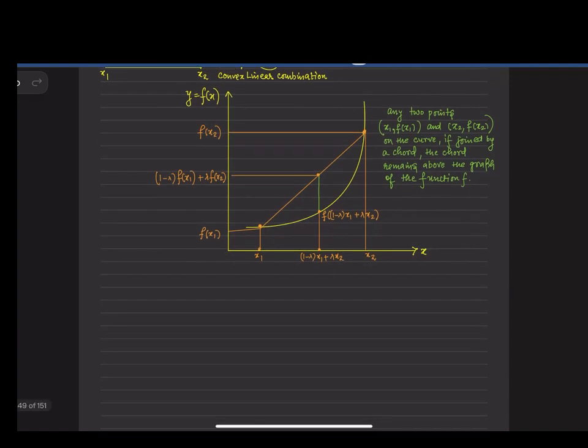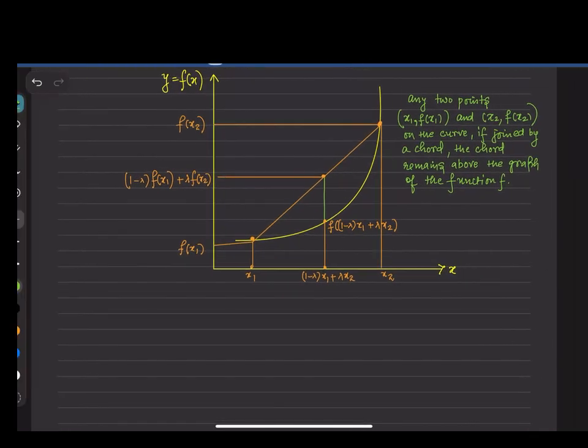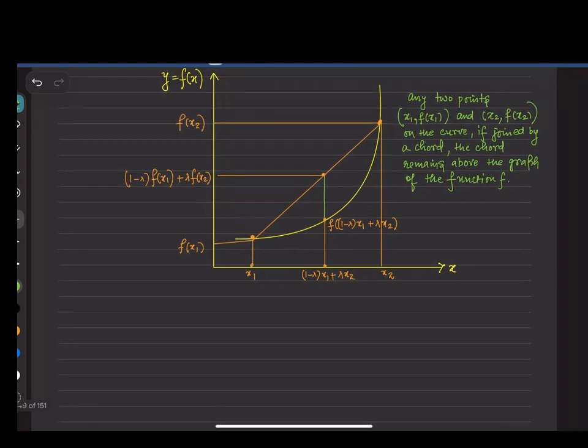So for examples on convex functions, see the example of f(x) equals x square. Just see it geometrically, then we'll show it algebraically also. This is a parabola. Take any 2 points on the parabola, this and this. The chord is above this graph. So this function is a convex function.